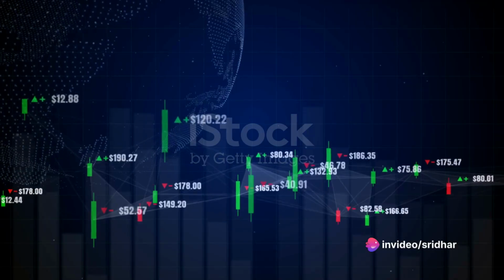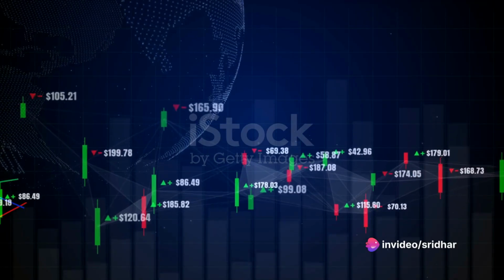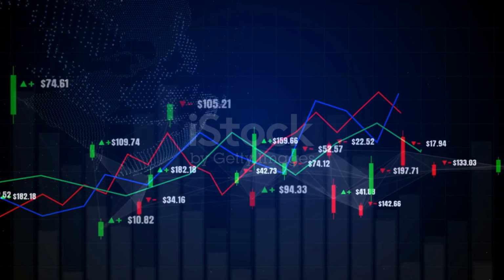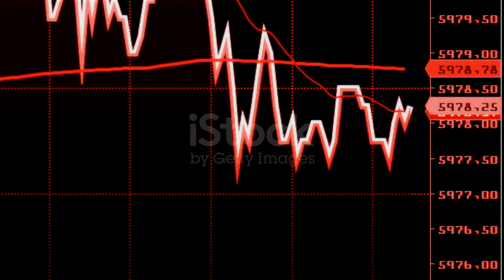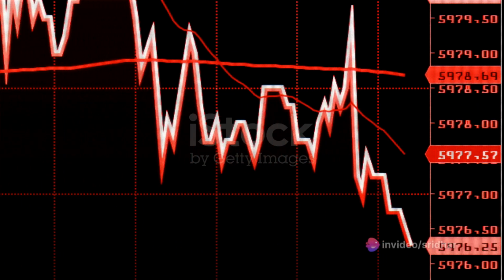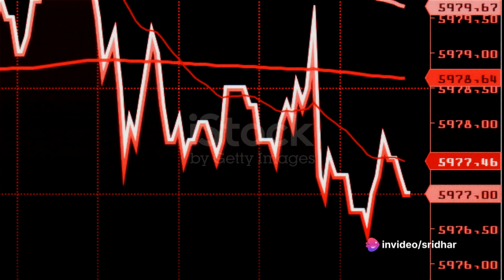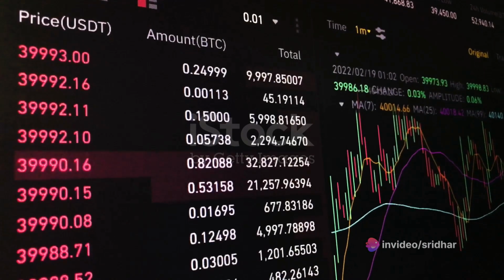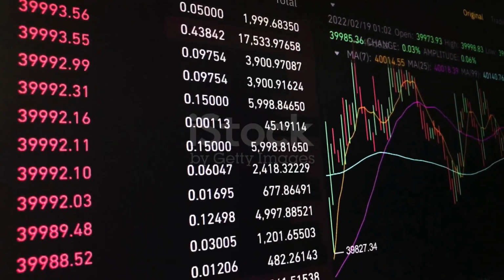Firstly, we need to identify the swing high and swing low points on our price chart. These points are the peaks and troughs of a price movement. The swing high is the highest point reached before the price starts to fall, and the swing low is the lowest point before the price begins to rise again. These points are significant because they represent the full range of a price swing.